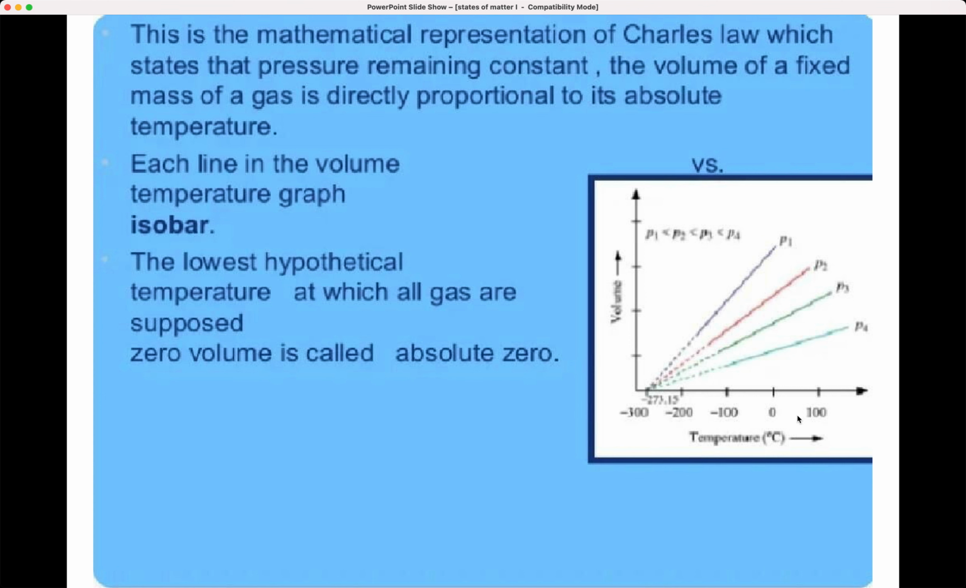So we take the temperature along the x-axis and volume along the y-axis. You can see the different pressures here for each corresponding temperature. You can see P1 less than P2 less than P3, P4, like that. Each line of the volume-temperature graph is an isobar. The lowest temperature at which all gases are supposed to have zero volume is known as absolute zero.